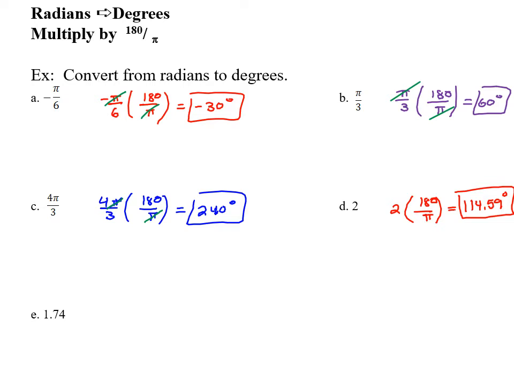And I do the same thing on the last one down at the bottom. We have one that's just 1.74. So 1.74 times 180 over pi. 1.74 times 180 divided by pi gives me about 99.69 degrees, somewhere in that area. And so it's going to be important for you to know how to switch back and forth. Mainly, it's more important to go from degrees to radians, especially for those of you going into calculus. But going both ways is not very hard.